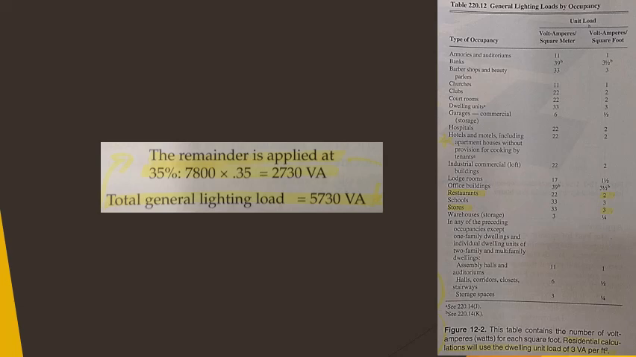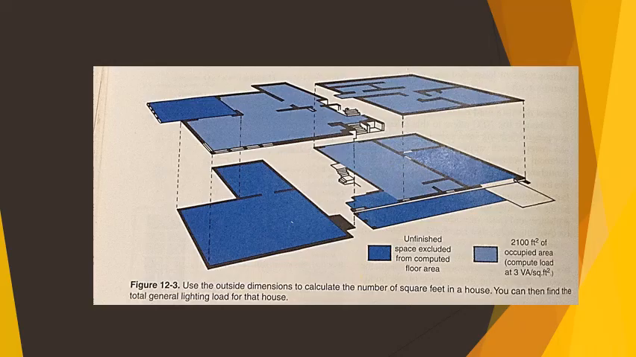Then the remainder is applied at 35%. The remainder is applied at 35%, which is 7800 times 0.35, which gives us 2730 VAs. The total general lighting load is 5730 VAs.